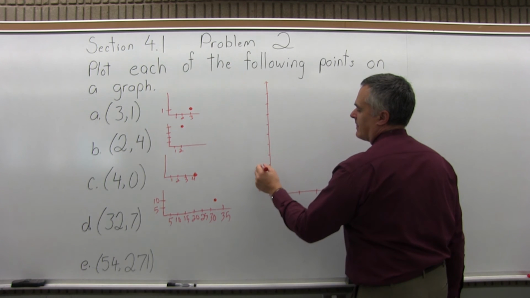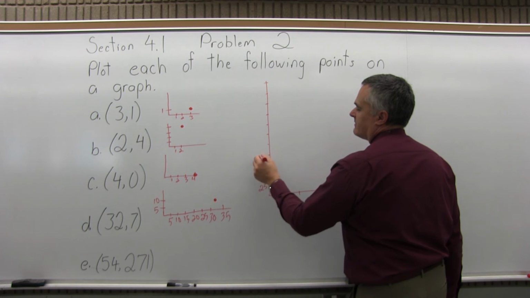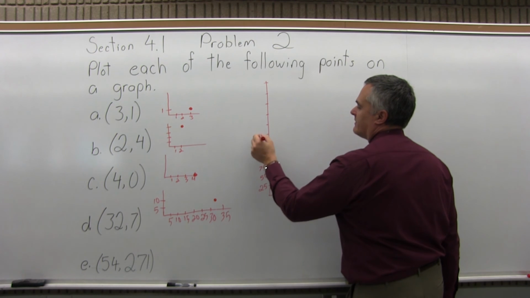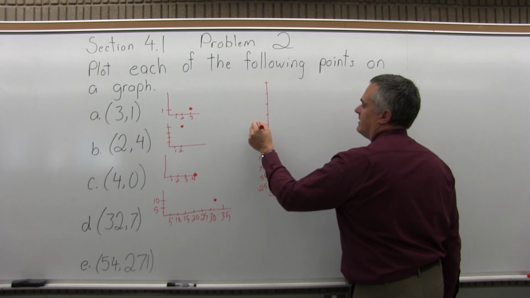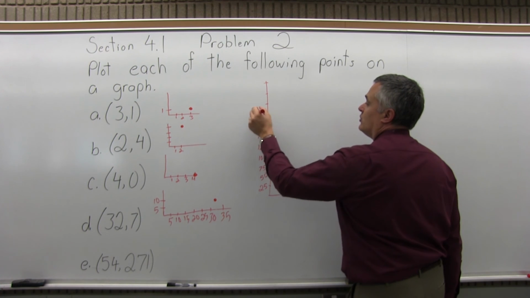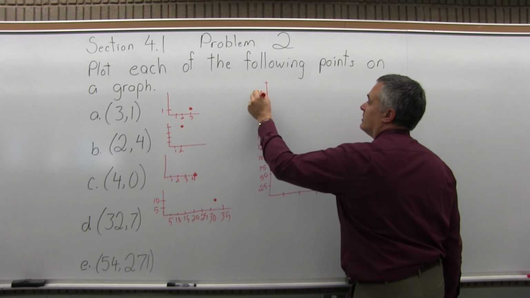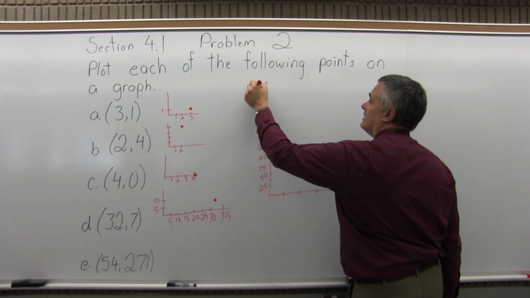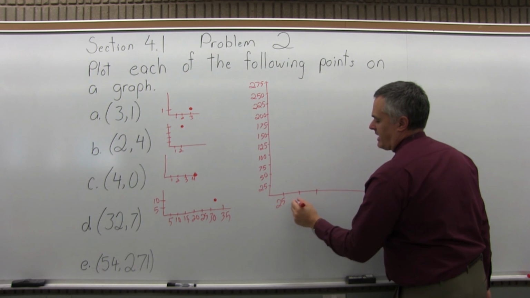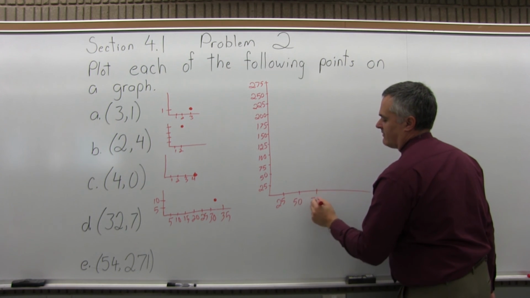So that'll go 25, 50, 75, 100, 125, 150, 175, 200, 225, 250, 275. And the x-axis we can do 25, 50, 75.